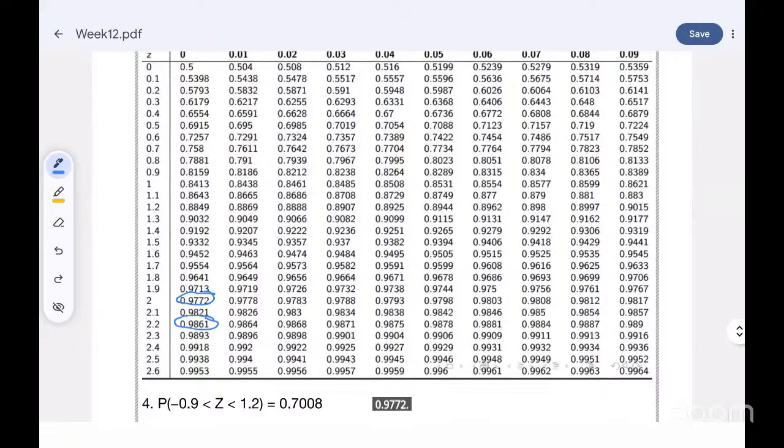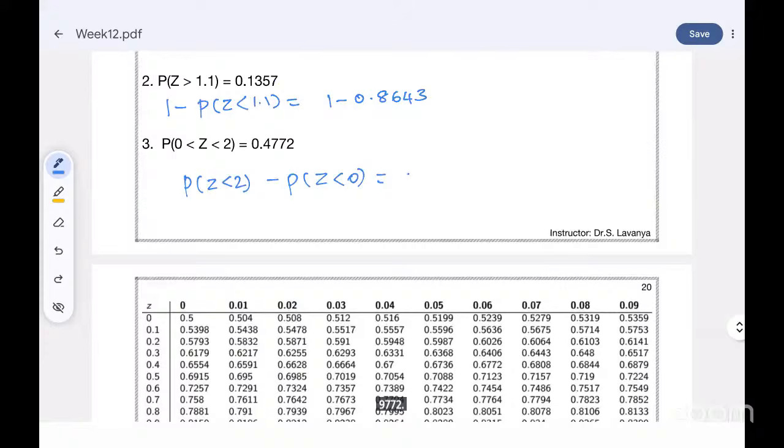0.9772. So 0.9772. And this one, 0.5. So what's the answer? Okay. Fine. Let's try more.